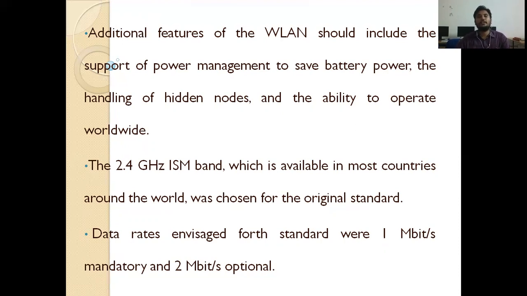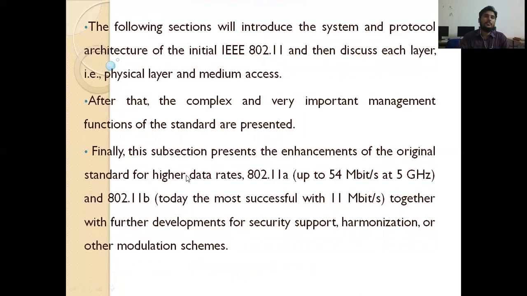The 2.4 gigahertz ISM band, which is available in most countries around the world, was chosen for the original standard. The data rates investigated for the standard were 1 Mbit/s for mandatory and 2 Mbit/s for optional. The following sections will introduce the system and protocol architecture of initial IEEE 802.11 and then discuss each layer, the physical layer and the medium access. After that, the complex and very important management functions of the standard are presented.